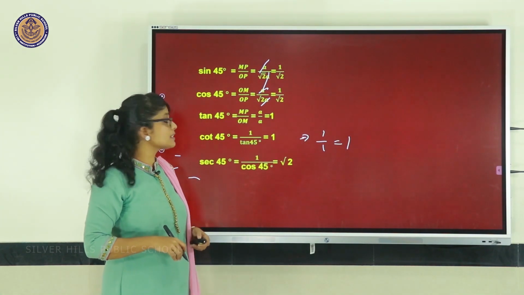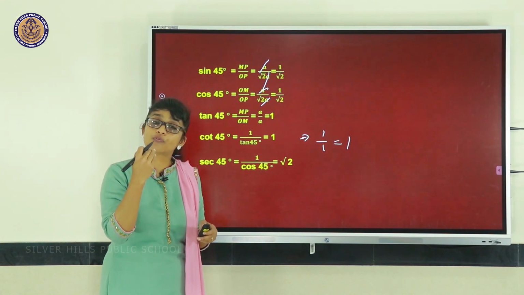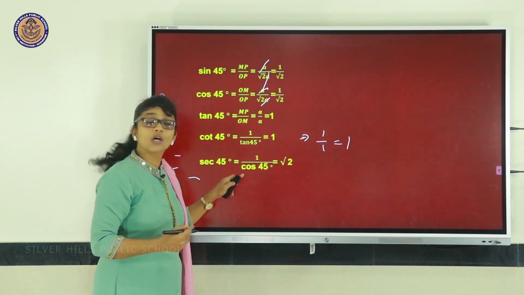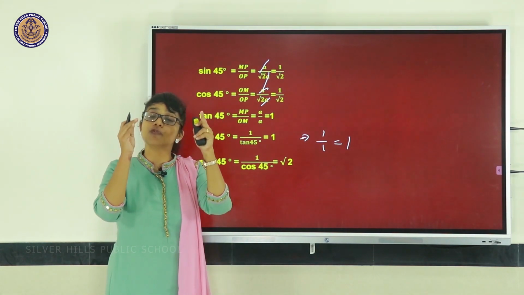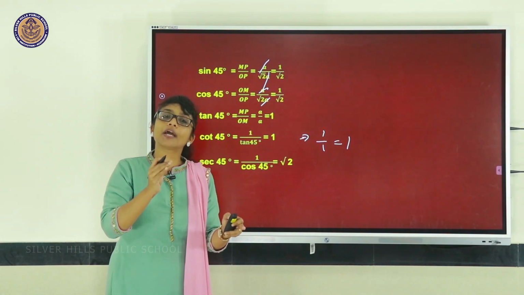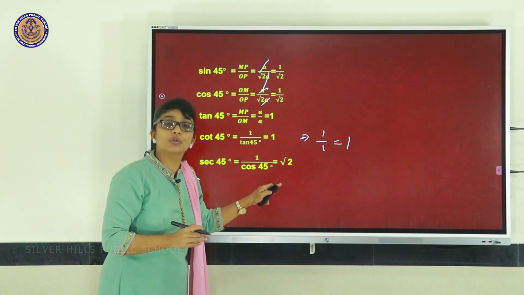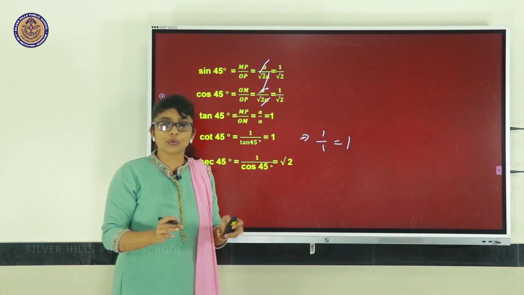And the next is sec 45. Sec is the reciprocal of cos. 1 by cos 45. And here cos 45 is 1 by root 2. Reciprocal of 1 by root 2 is what? Root 2. So, sec 45 equal to root 2.